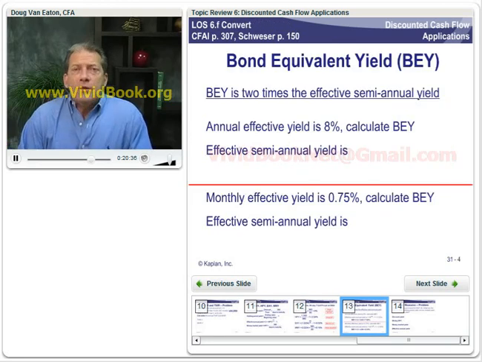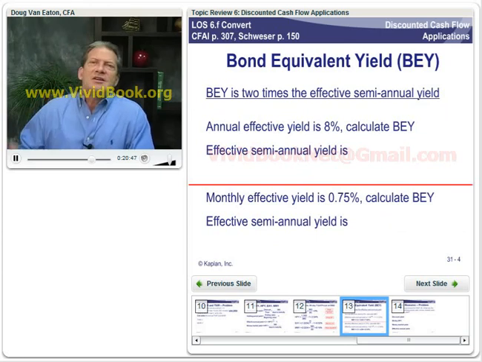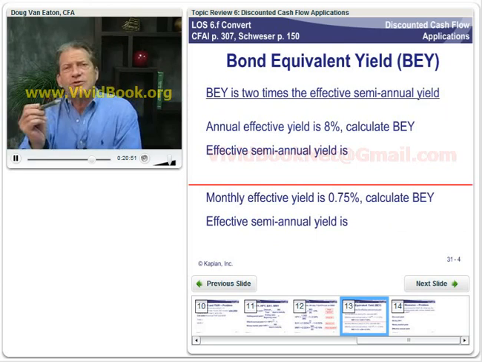The last part here is bond equivalent yield. We're going to define this as 2 times the effective semi-annual yield. So what we want is the 6-month compound rate. Look at this first example here.